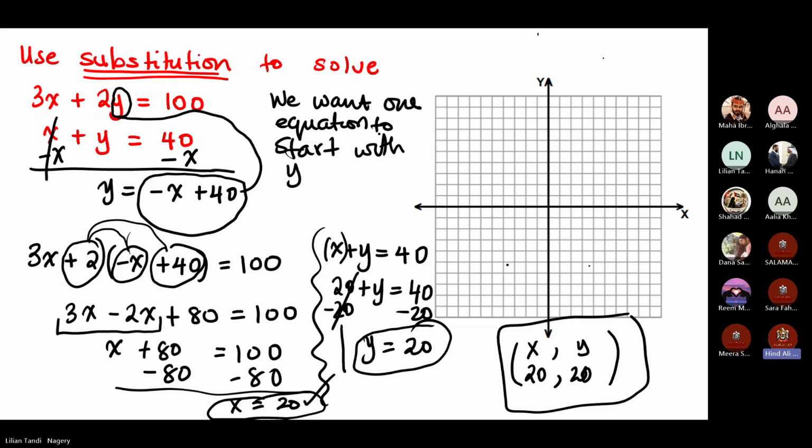Lilian, do you hear me? Yes. Miss Lilian, if we put 3x plus 2 minus x plus 40 equals 100, we don't put the parentheses? You cannot. If you cannot, you have to use parentheses. If you don't put parentheses, your answer will not be correct. Because in the notebook I don't write parentheses. That's your problem, Hind, because I taught you with parentheses.